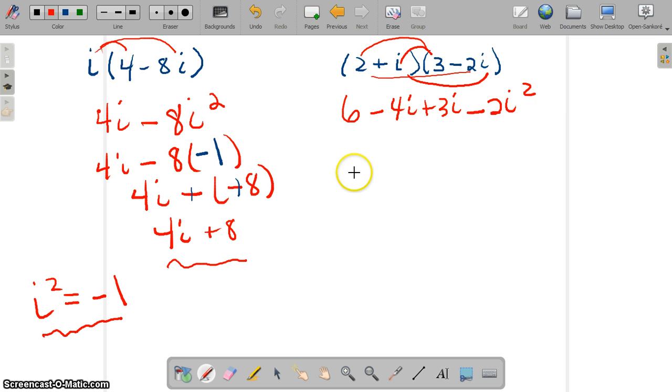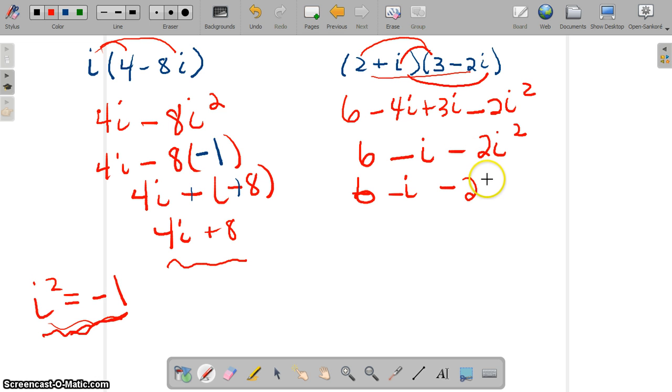Now we got to do some simplifying. Okay, let's do the easy part first. Negative 4i plus 3i is the same as a negative i, okay, minus 2i squared. Like before, i squared is the same as negative 1, okay? So what we have here is we got to substitute negative 1 in for i squared.